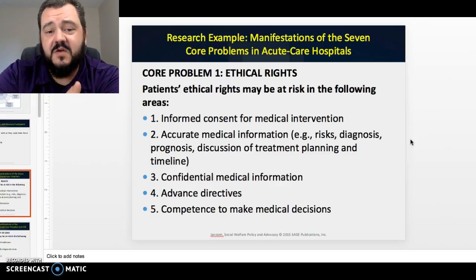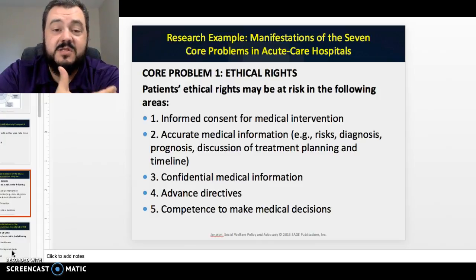Second is accurate medical information given. Do clients come in and do they understand the risks, the diagnosis, the prognosis, and are they included in the treatment planning that goes along with whatever services they might be receiving at the acute care hospital? Is confidential medical information given? Is information being kept confidential?